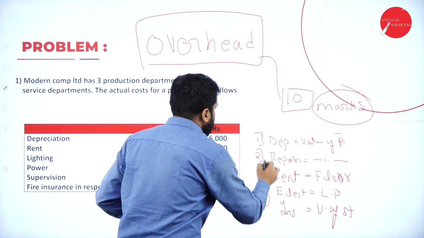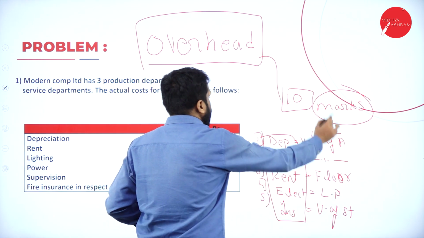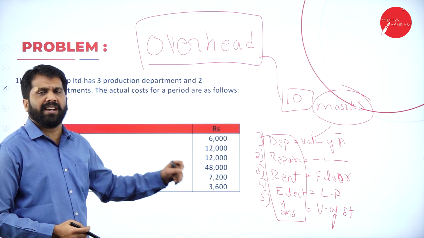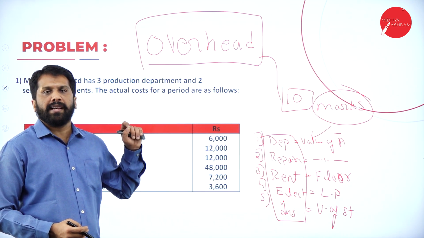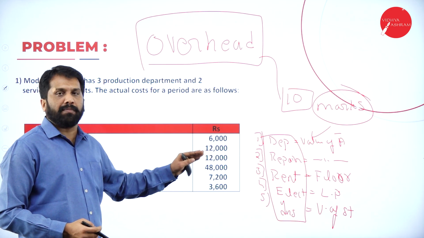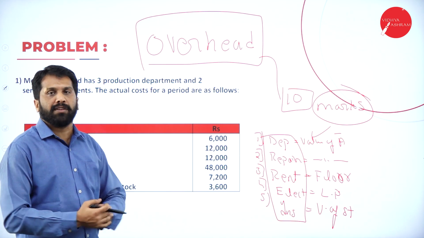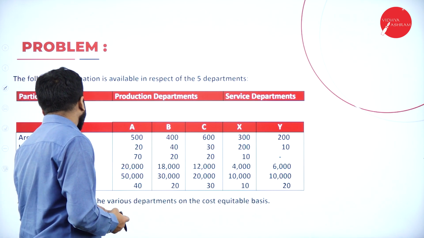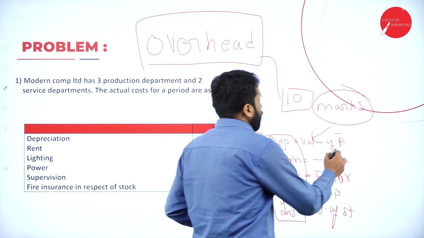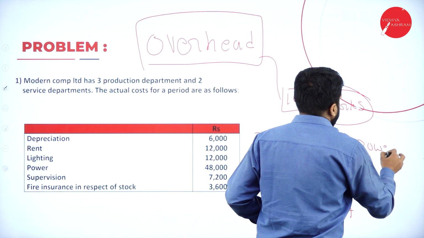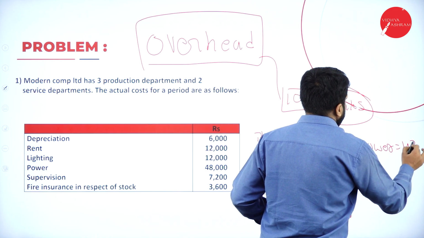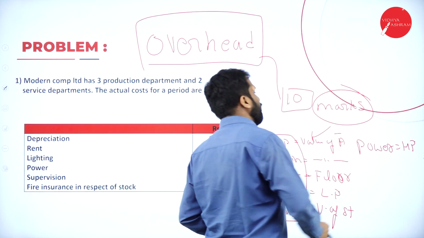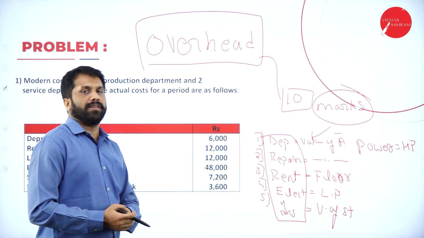They will ask you this column. Your answer must be this one. Very important for your exam. I have given you only 5, but it is not 5. We have more than 5. Along with this, we have power. Power comes under HP. So like this, there are many. You are supposed to remember.